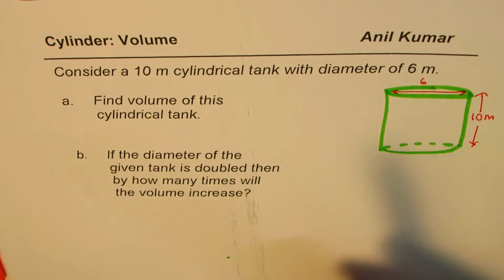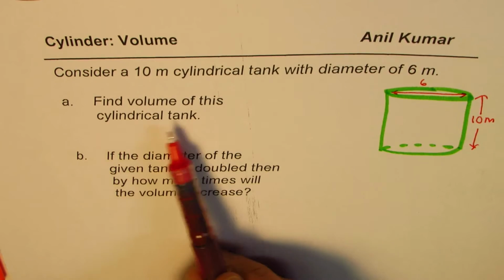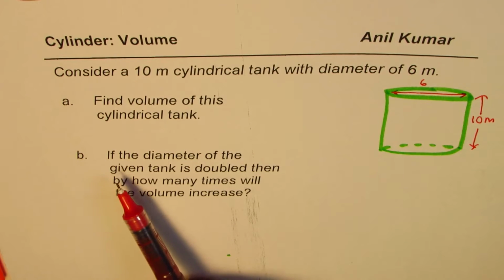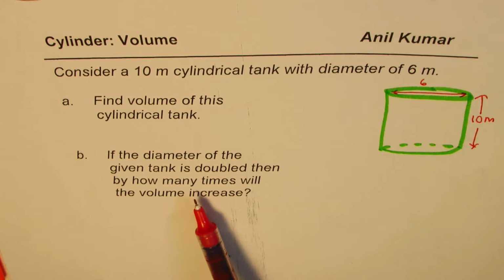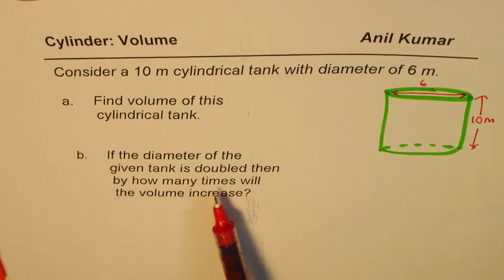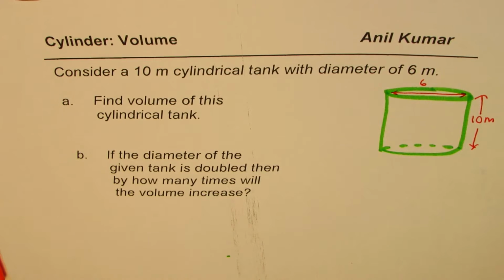What you need to find is the volume of this cylindrical tank. And part B is, if the diameter of the given tank is doubled, instead of 6 if we make it 12, by how many times will the volume increase? So these are two questions for you. You can pause the video, answer the question, and look into my suggestions.